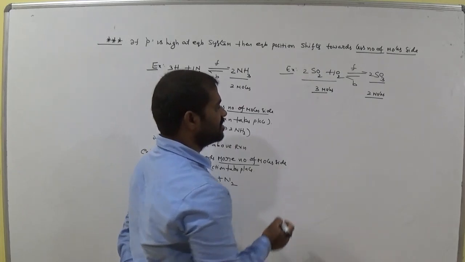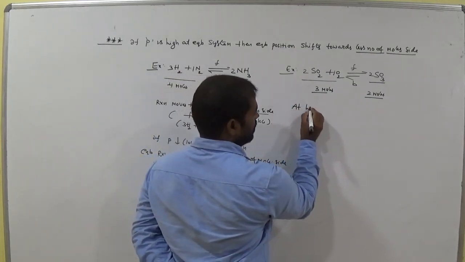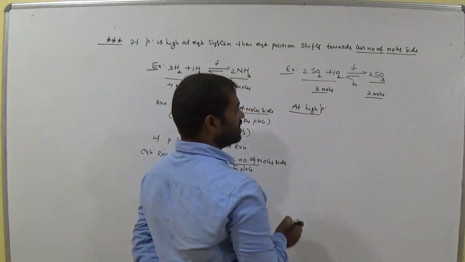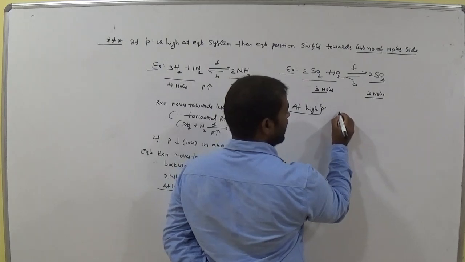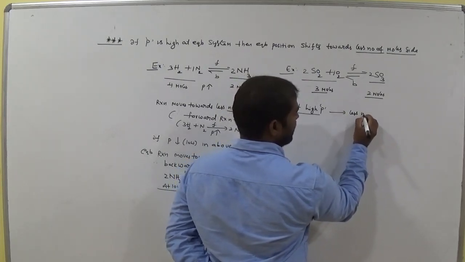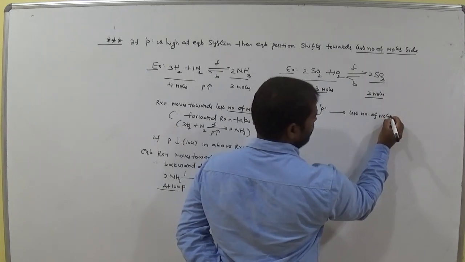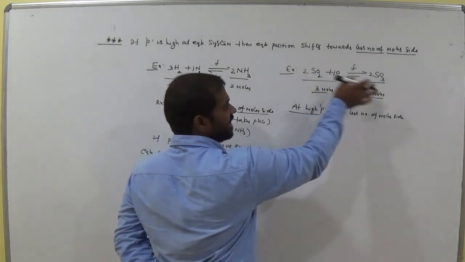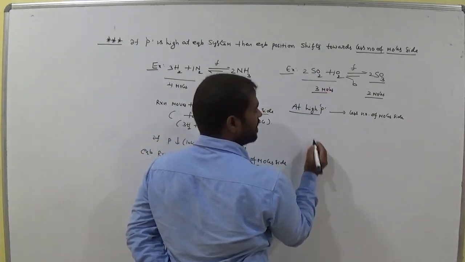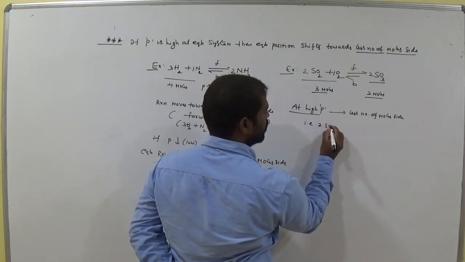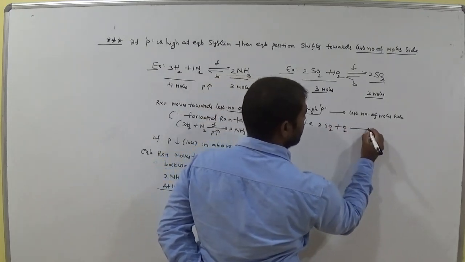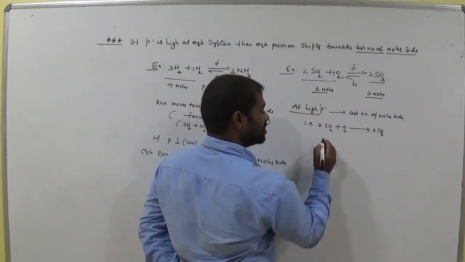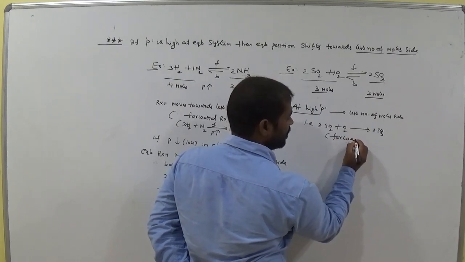Is it clear? So at high pressure, what happened? In this reaction at high pressure, the reaction moves to less number of mole side. Where are the less number of moles? In this direction, 3 to 2 moles, am I right? That means the reaction is 2SO2 plus O2 gives rise to 2SO3. That means in which direction the reaction moves? It is clearly forward.